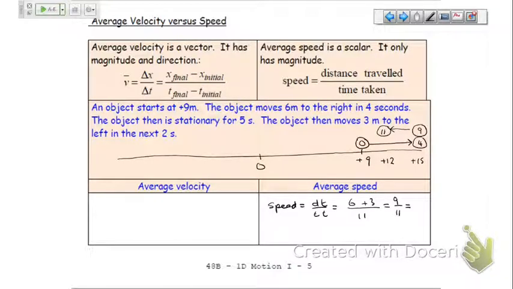So this is 0.8181. And I like it to give me a couple of decimal places, so that would be 0.82. It would be meters per second. Put it in a box.